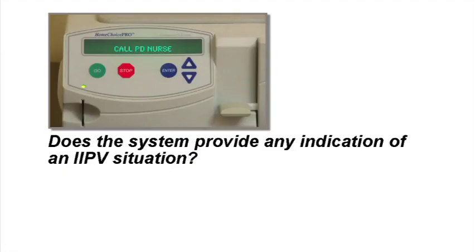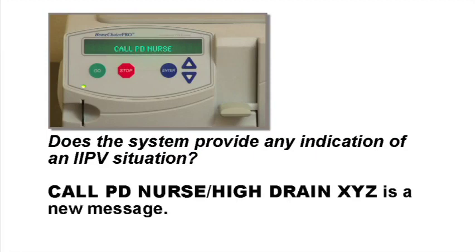Does the system provide any indication of an IIPV situation? "Call PD nurse, alternating with high drain XYZ" is a new message that will appear at the end of the therapy or the beginning of the following therapy if any drain phase in the previously completed therapy drained a large percentage of the programmed fill volume.